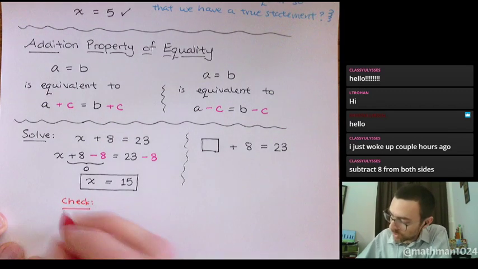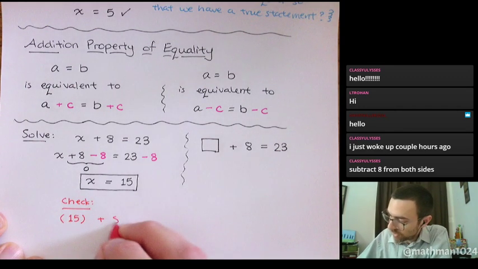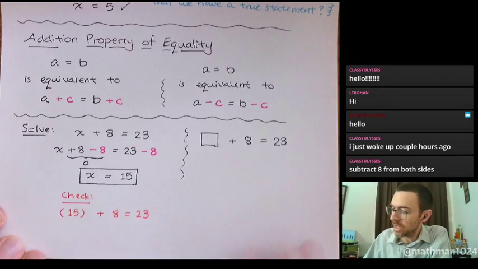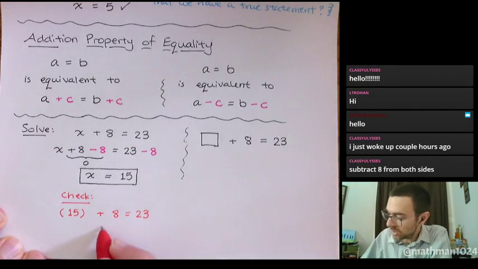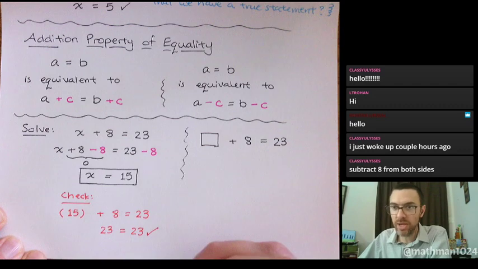So when we say check, we say replace the x with 15 and verify that what you have on the left side will be the same as what you have on the right side. And you can clearly see that 15 plus 8 gives you 23 on the left, which is what we have on the right side. So that is verified.